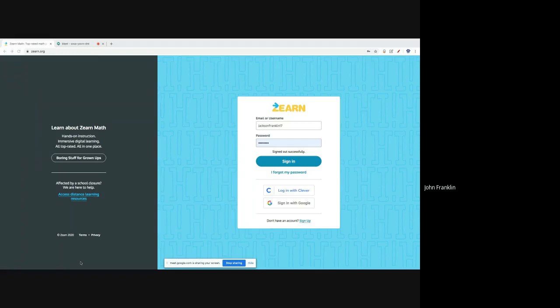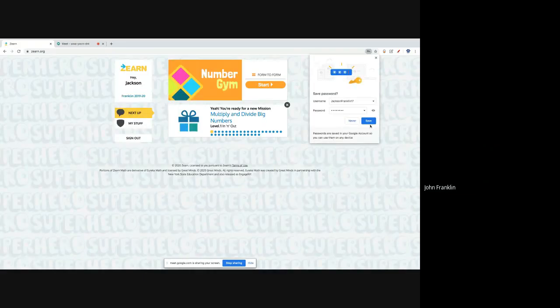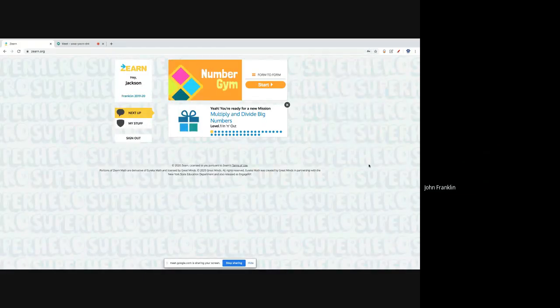So I'm going to sign in with a student account that I created for my son Jackson. So here's his username, and then we type in his password, and then we hit sign in. It brings Jackson to exactly where you guys are, which is module or mission 3, lesson 1. So we're going to start, and then we're going to go right through the whole process of everything that you guys need to do. All right, and let's go.